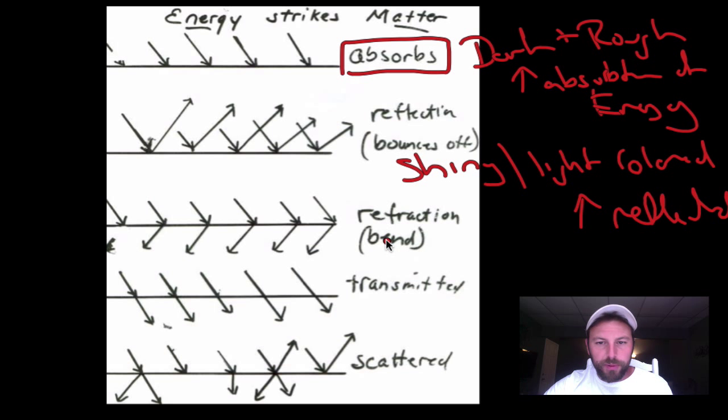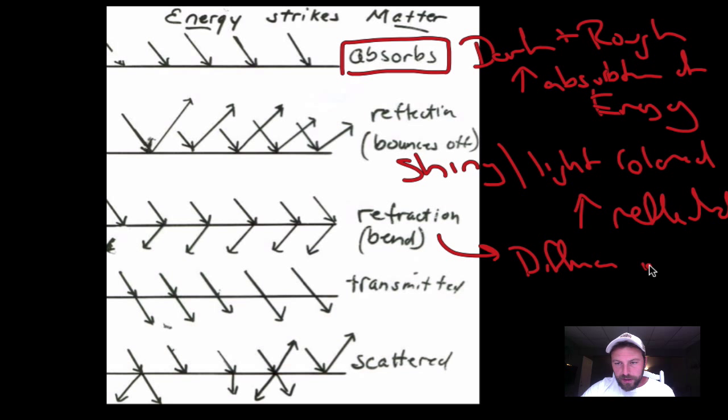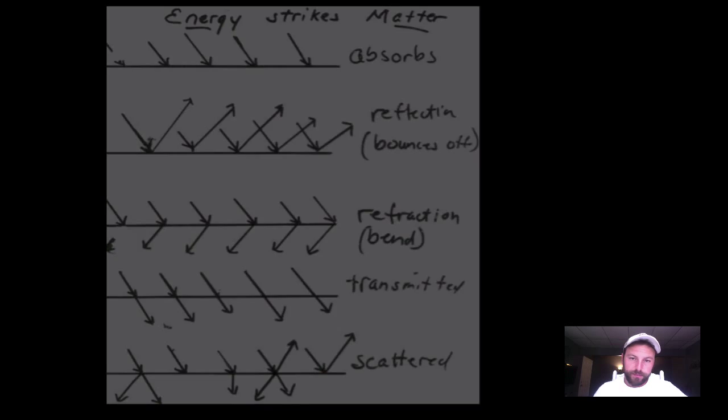Okay, refraction is going to be bending. This has to do with a difference in density. So, for example, as light goes through air and then water, it's refracted. You can see that if you take a pencil and put it into a glass of water, it looks like the pencil's bent. We all know it's not. Sometimes it gets transmitted, just like through windows, and sometimes scattered. And that's pretty much what happens with insolation that comes in from the sun.